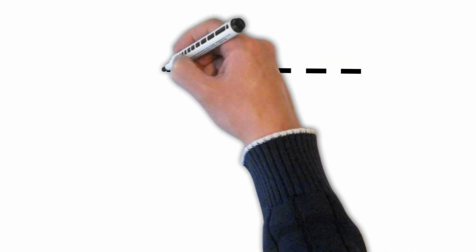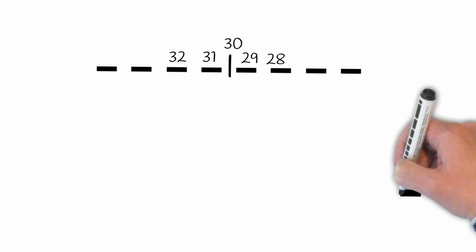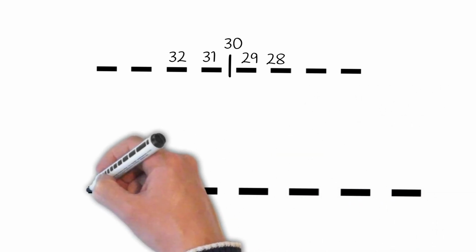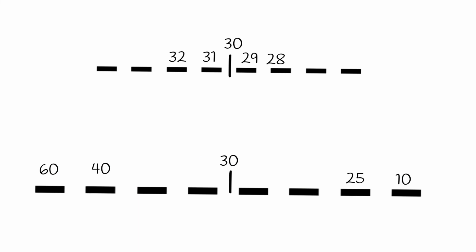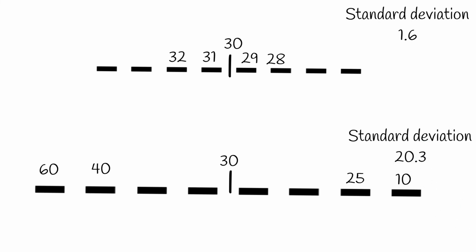The idea behind the use of dispersion is to account for this situation, where we also describe how the readings are spread or squeezed around the mean. Are they close to the mean or dispersed away from it? The measure that you should use to describe dispersion is standard deviation. The standard deviation for the first group is 1.6, which means that the readings are not far away from the mean. The standard deviation for the second group is 20.3, which means that the readings are away from the mean.